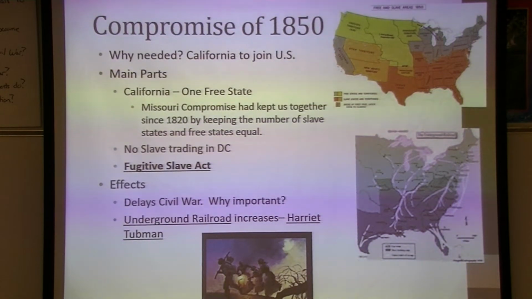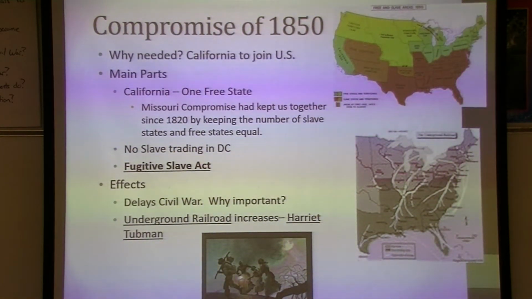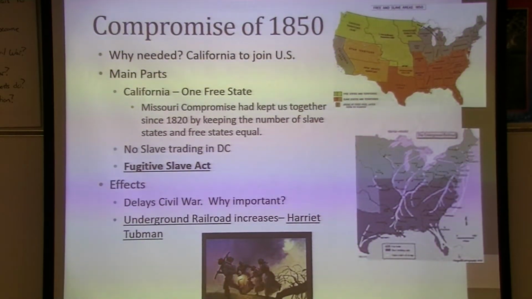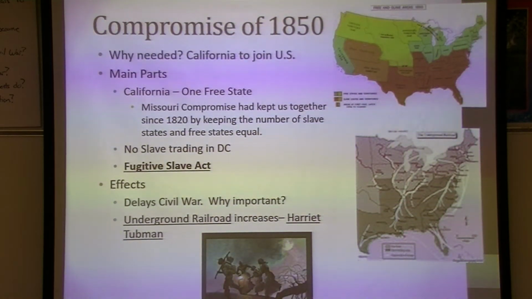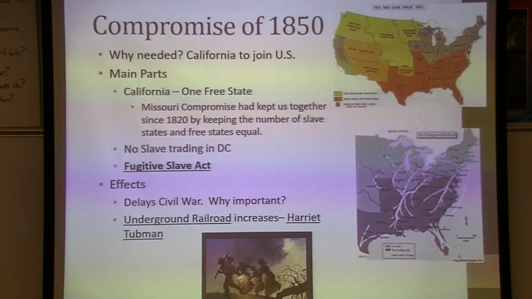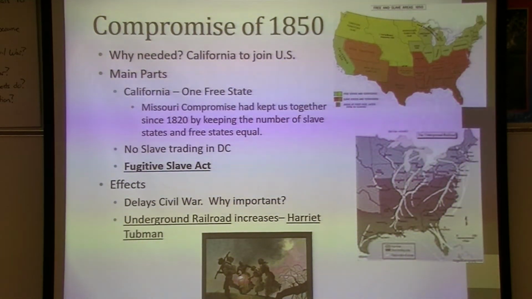Now, one of the major effects of the Compromise of 1850 was it will delay the Civil War. A lot of people at the time thought the South would break away, and this compromise will keep the South inside the United States. They will not secede. It will not be until a decade later that they will secede.